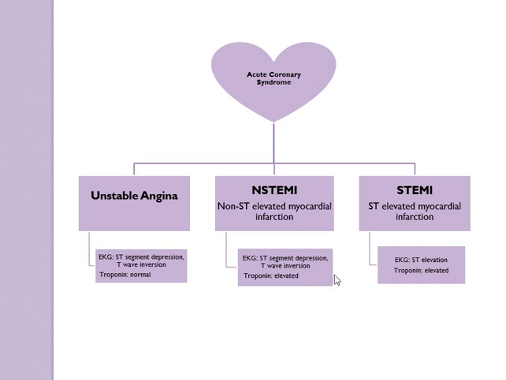Okay, so let's look at this. With unstable angina, I have ST segment depression and T-wave inversion. Non-STEMI, ST segment depression, T-wave inversion. The difference is that with unstable angina, they have not killed any heart cells. Their troponin's normal. With non-STEMI, troponin's elevated, which means I have some dead cardiac cells. That's the difference between unstable angina and non-STEMI. STEMI, ST elevation MI, is having a heart attack right now. I have ST elevation and a positive troponin.